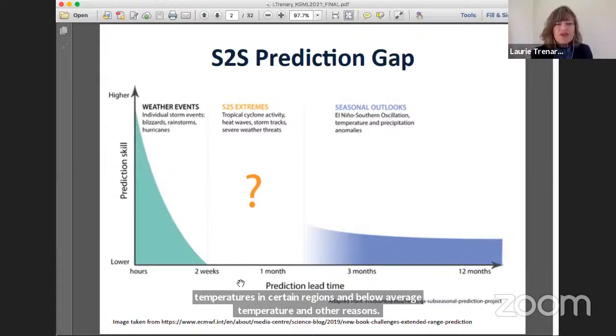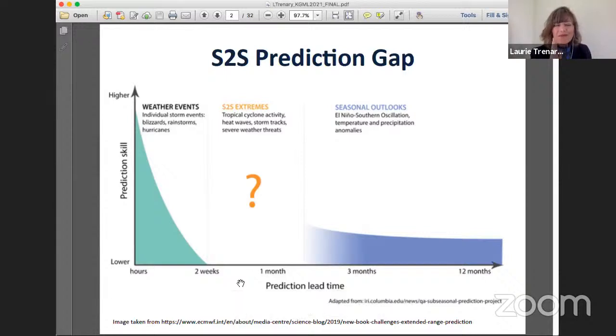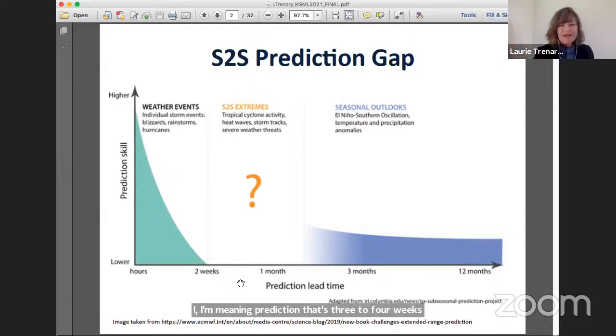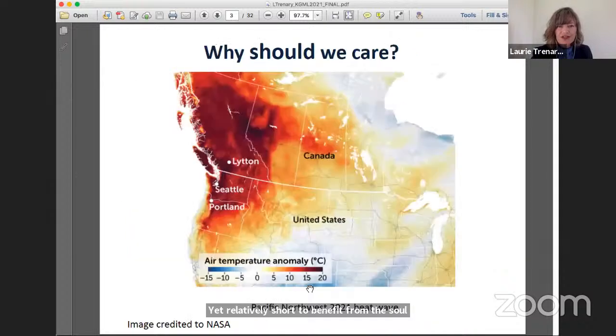And nestled in between those two timescales is the subseasonal timescale. For this particular talk, I'm meaning prediction that's 3 to 4 weeks in advance. It's considered a difficult timescale to predict because it's too long to benefit from the initial conditions, yet relatively short to benefit from the slowly evolving boundary conditions.